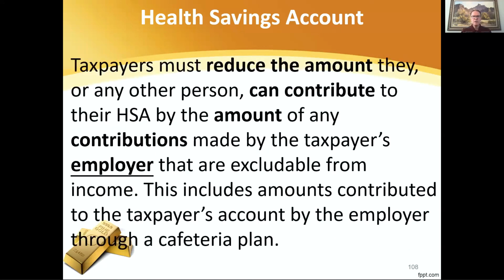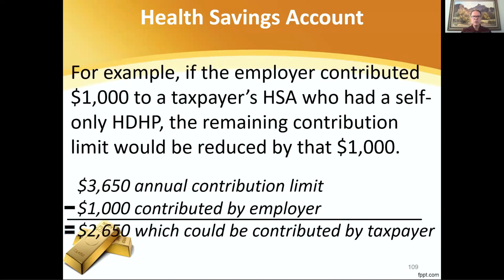Taxpayers must reduce the amount that they can contribute by the amount of any contributions made by the taxpayer's employer that were excluded from income. Next screen will show you an example. If the annual contribution limit was $3,650 and your employer contributed $1,000, that means you can only contribute $2,650.